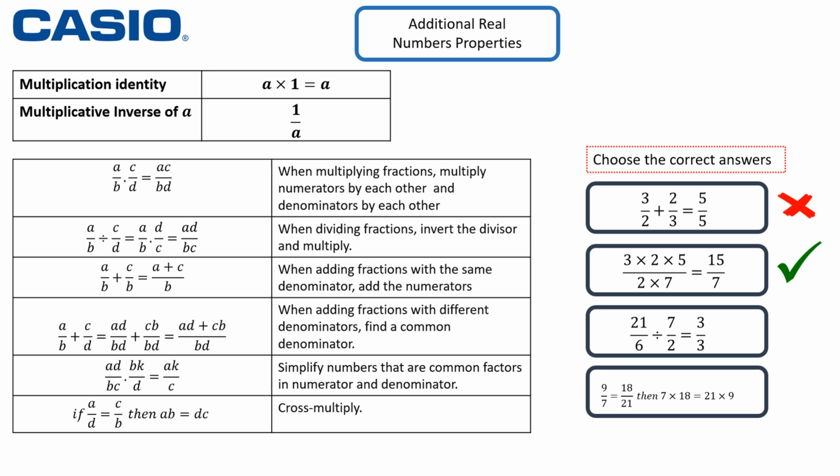Practice number 3, we have 21 over 6 divided by 7 over 2 is equal to 3 over 3. First step, we need to simplify the left side. 21 over 6 divided by 7 over 2. In order to do so, as we mentioned, if we have division between two fractions, we need to change division into multiplication and invert the divisor. So I'll get 21 over 6 multiplied by 2 over 7. So the answer will be 21 multiplied by 2 over 6 multiplied by 7, which is 42 over 42, which is equal to 1.